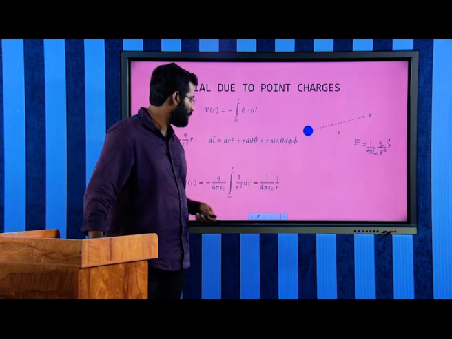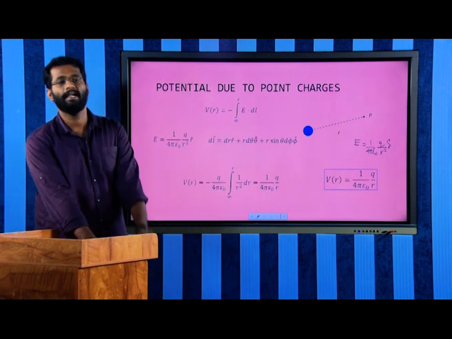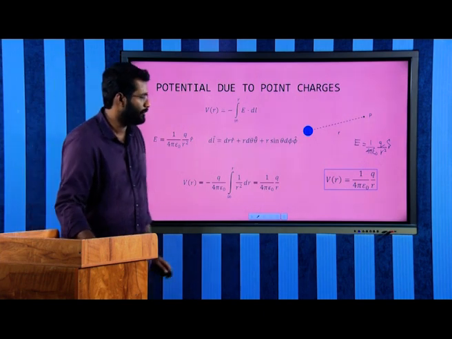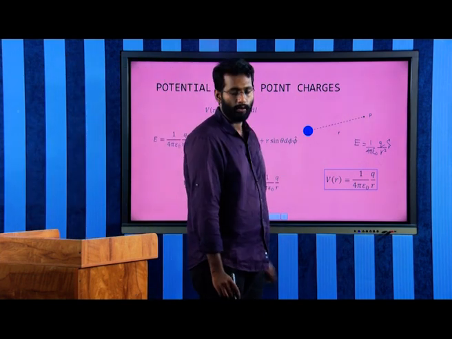So we got the expression for the potential due to a single point charge, that is V of r is equal to 1 by 4 pi epsilon 0 q by r.